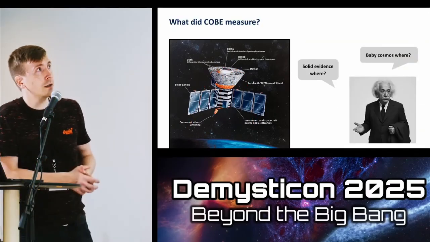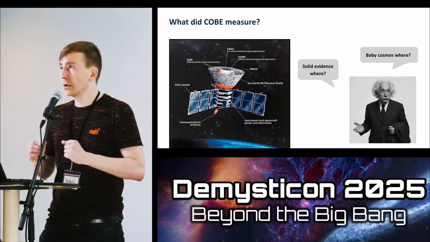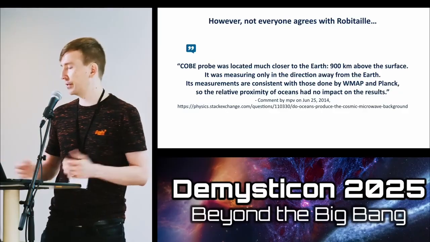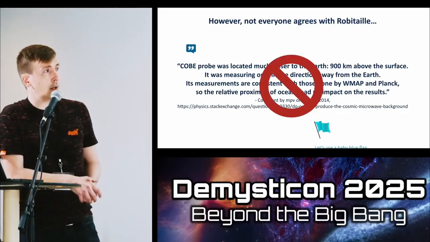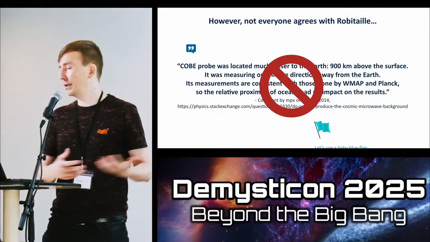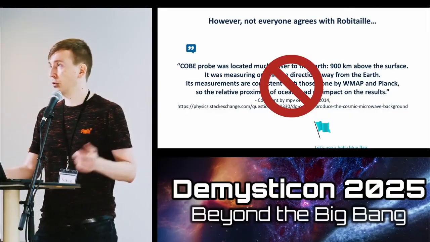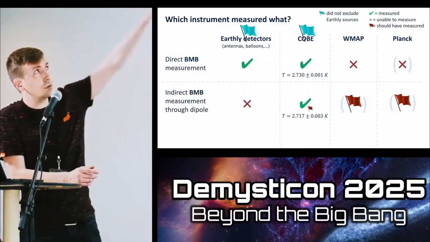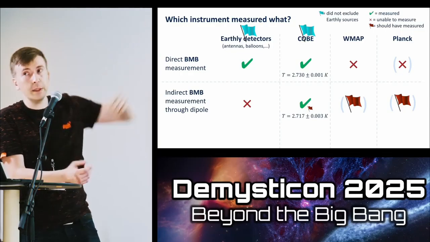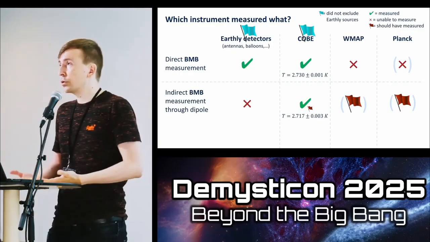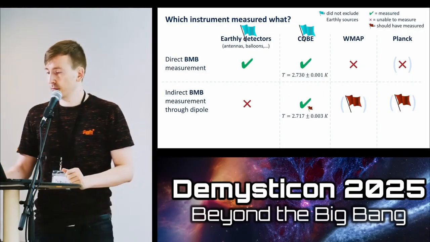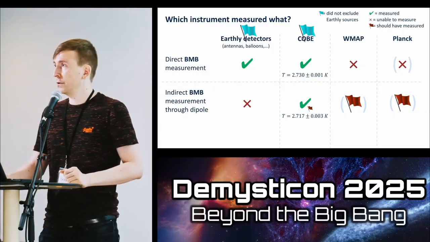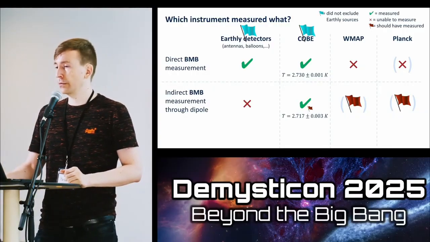So where, again, is our solid evidence? Where is this baby cosmos? I have to come up with new flags because a red flag is not really appropriate for this one. So I thought maybe we should use a baby blue flag to symbolize the argument's maturity. Like, oh, COBE is a good argument for the Big Bang. So here we get it. 2 blue flags with the early detectors and COBE, because they did not exclude any earthly sources in their experiments. They cannot prove that the BNB did not come from Earth.